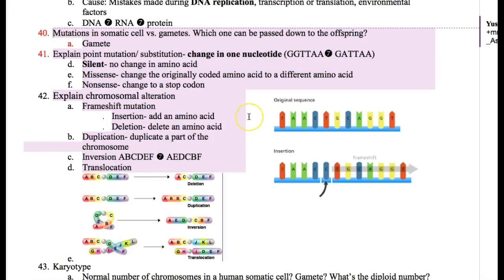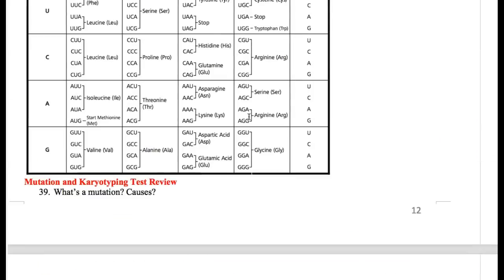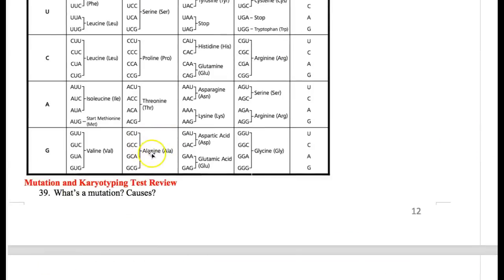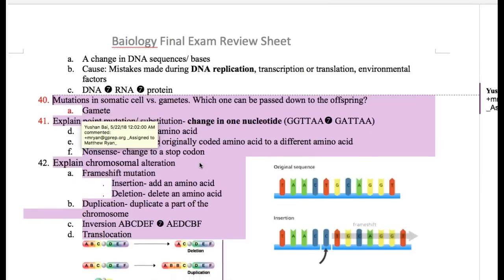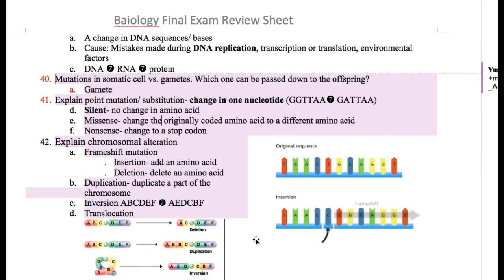If the result is there's no change in amino acid, right? If you started with an alanine, but then after the one nucleotide change, you still get an alanine. We call that a silent mutation because there's no real consequences. There's no change in amino acid.